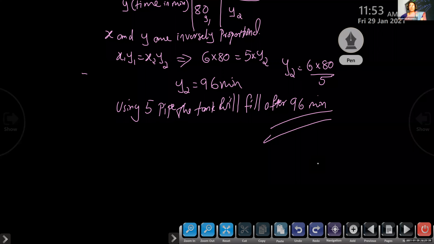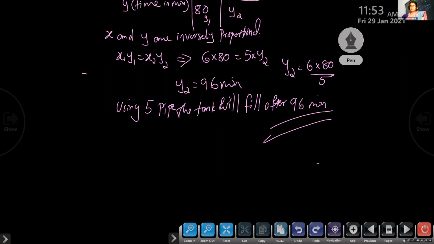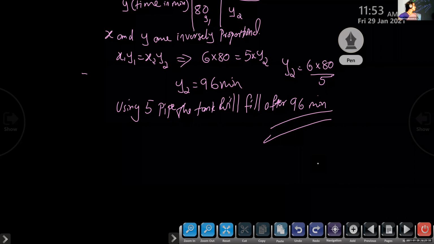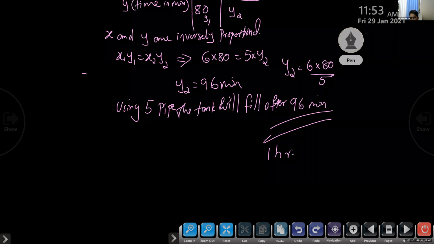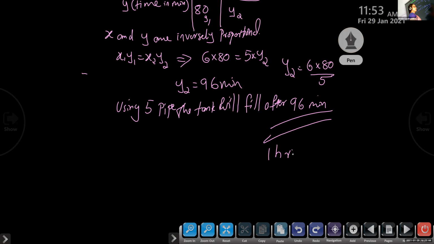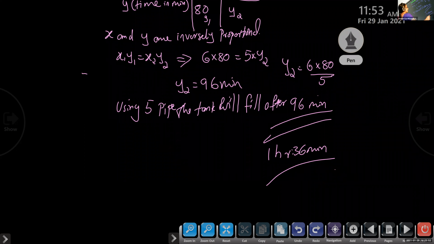Now convert 96 minutes into hour and minutes. 1 hour 36 minutes. So it will take 1 hour 36 minutes to fill the tank using 5 pipes.